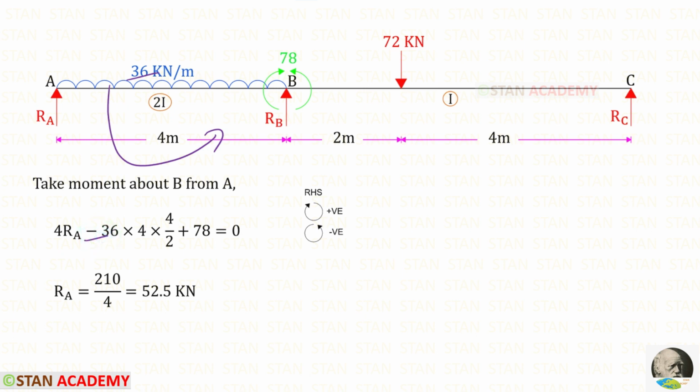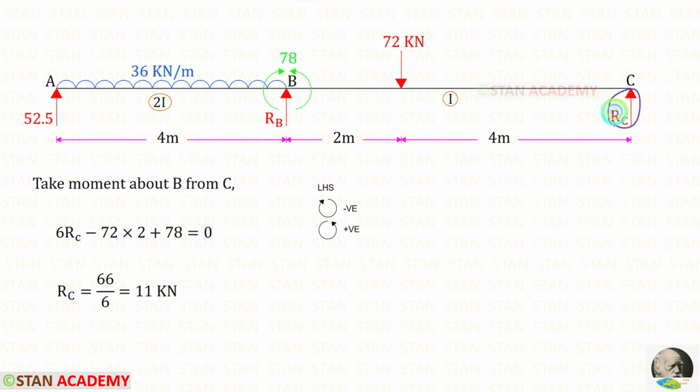We know that for the UDL we have to multiply the load with the distance and then the distance by 2. About the span AB, MP is acting in the clockwise direction so it will be positive. For RA, we will get 52.5 kilonewton.